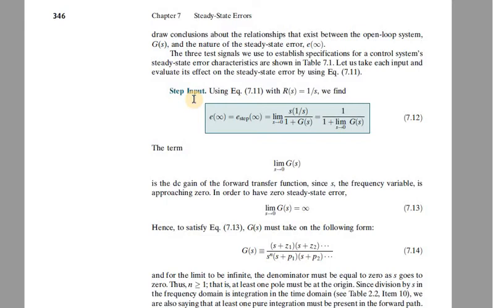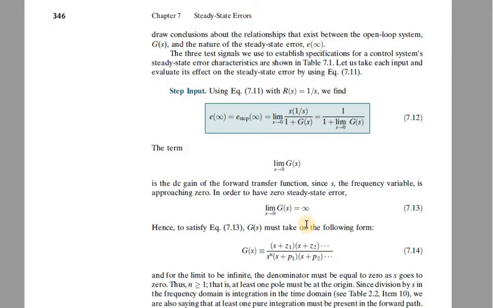Now here we are looking at the first input, that is the step input, and we say that it is represented by 1 over s. So we just plug into 7.11 R of s as 1 over s and solve for the steady state error, and we write here step so that we know that we are calculating error for a step input. When we do that, s will cancel out and we are left with 1 over 1 plus the limit when s tends to 0 of G of s. The term limit s tends to 0 of G of s is the DC gain of the forward transfer function.